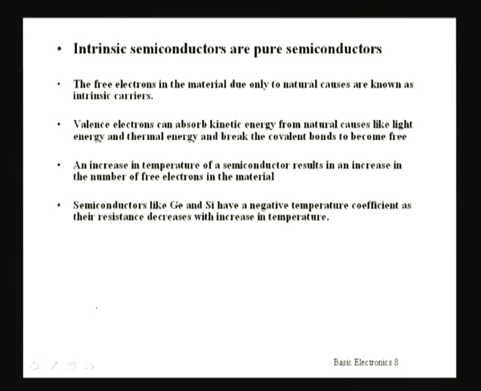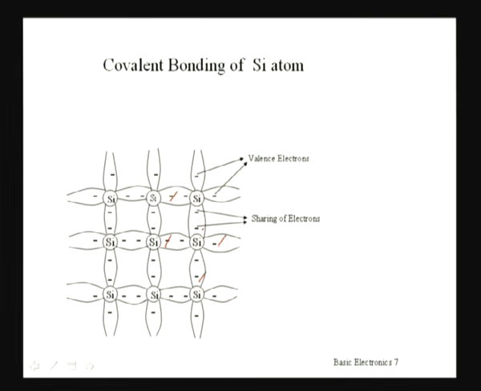So these semiconductors, which are in the purest form, are known as intrinsic semiconductors. In these intrinsic semiconductors, the free electrons are due to only natural causes like thermal energy or light energy, which impart extra energy to the electrons to become free, and thereby they get additional kinetic energy from these natural causes, and they break these covalent bonds.